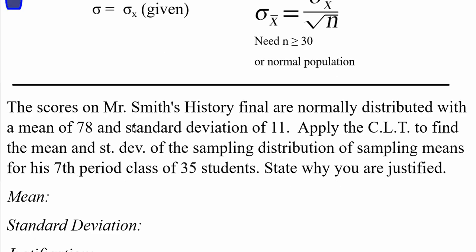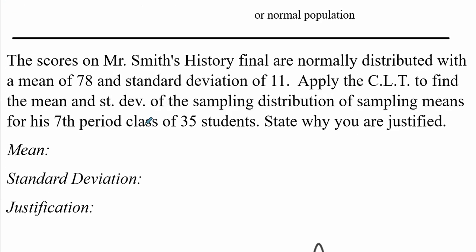So here's an example. It says the scores on Mr. Smith's history final are normally distributed with a mean of 78 and a standard deviation of 11. We're going to apply the central limit theorem to find the average and the standard deviation of the sampling distribution for sample means, which is just saying the spread of all of the average scores for all of the different classes he might teach. But for his 7th period class of 35 students, state why you are justified in doing the central limit theorem and applying it.